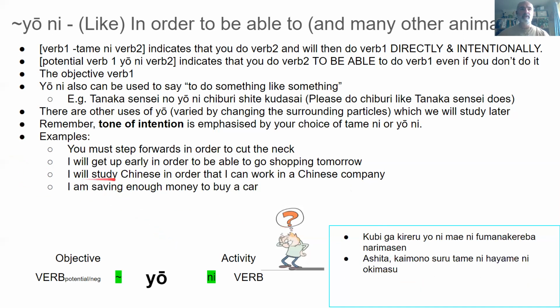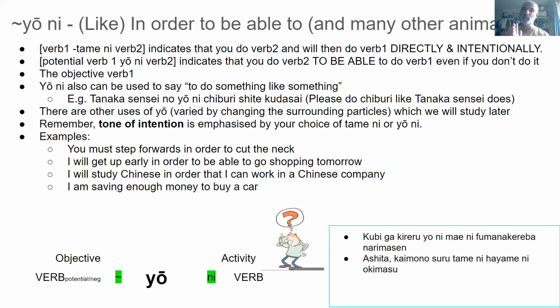Just go back slightly. I will study Chinese in order that I can work in a Chinese company. Now, this isn't saying a particular Chinese company. It's not like the contract has been signed and you have a plan to go to China and work in this Chinese company next year. This is saying that you'd like to work in a Chinese company at some time in your life. So in order to be able to do that, you're going to study Chinese. It could be that you study and master Chinese and then never work in a Chinese company. But it's simply saying that in order that I could work in a Chinese company, I'm going to study Chinese.